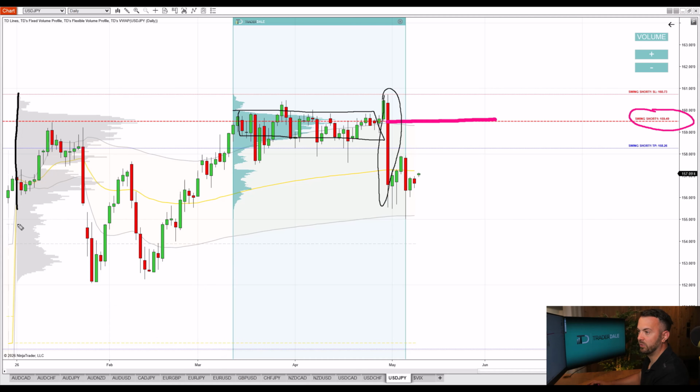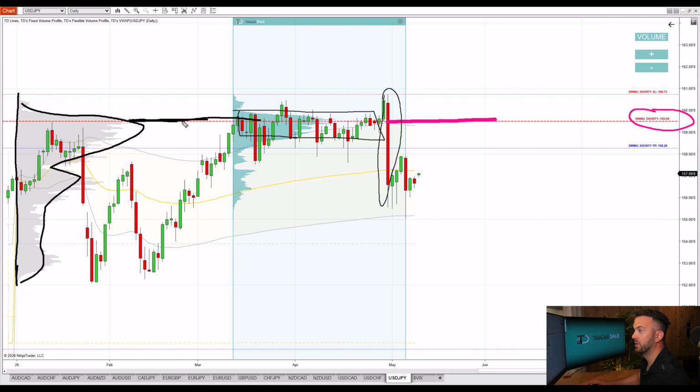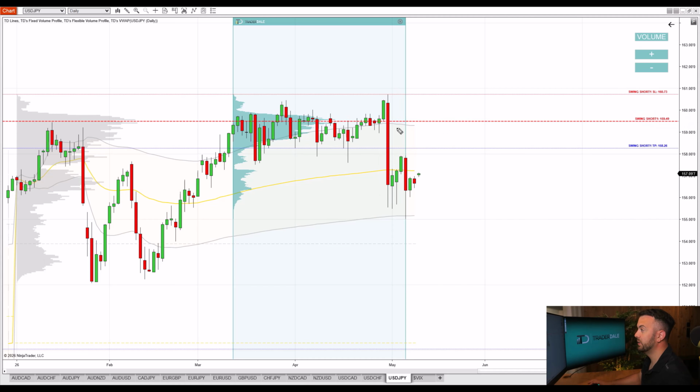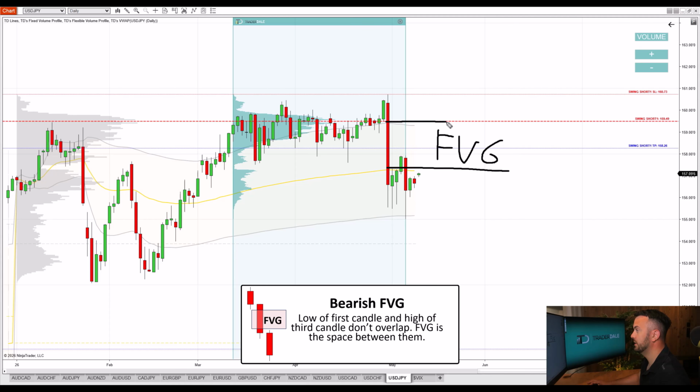Actually, if you look at this profile on the left, then it shows that there was a yearly point of control here, because this is the yearly volume profile, which shows how volumes were distributed throughout the whole year, and this is where the volumes were the heaviest, right? So that's the yearly point of control, and it aligns nicely with those volumes here, and also the level aligns with a massive fair value gap right here, which is beginning at this level, right?